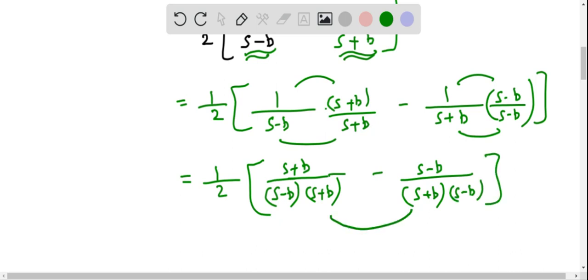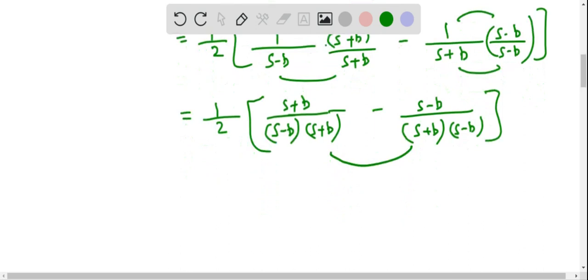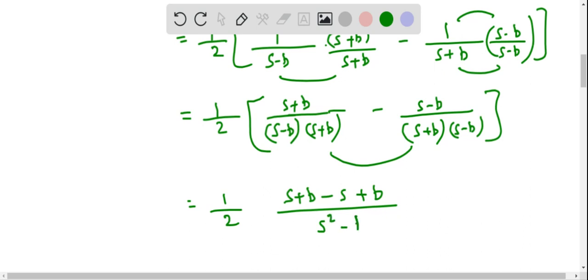So now we have the common denominator s minus b times s plus b, which means we can add or subtract the numerators. So it is s plus b minus of s minus b, which is minus s, and negative of negative b is positive b. And then we have the common denominator s minus b times s plus b. So when you use this difference of squares, we can rewrite this as s squared minus b squared.